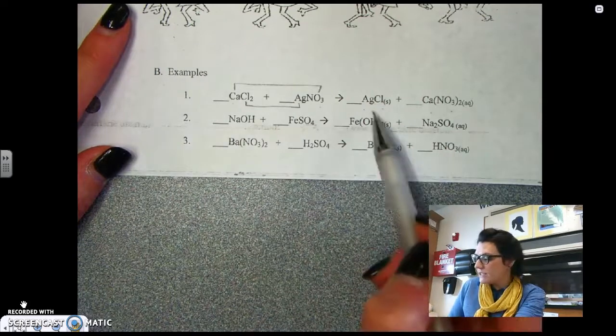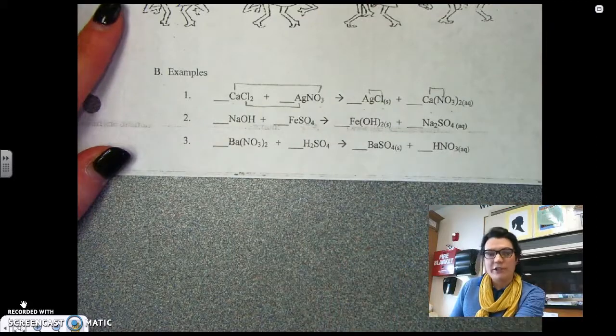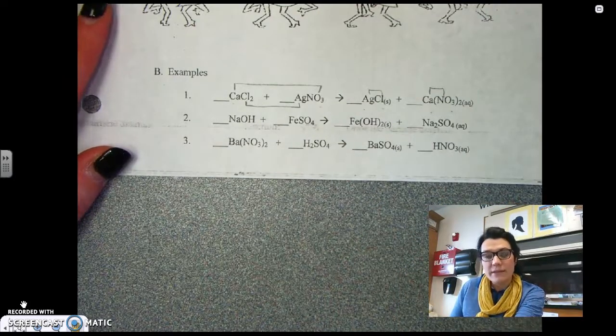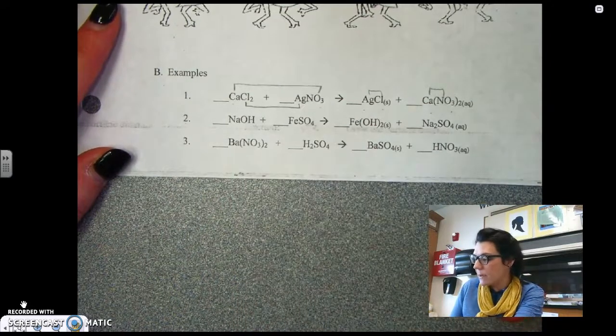Okay, and that's exactly what we see on this side. We see silver and chlorine, and calcium and nitrate. And this is going to be the double replacement, so a double metal replacement. And then as always, you need to make sure that it's balanced.